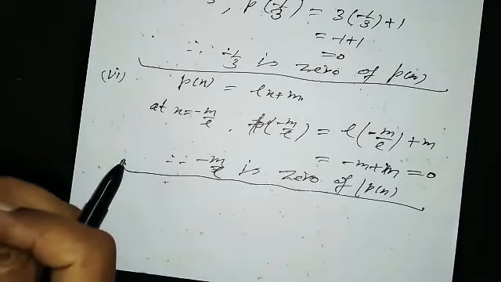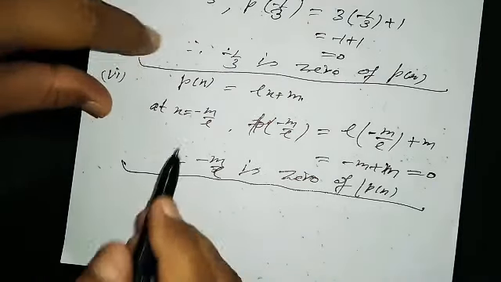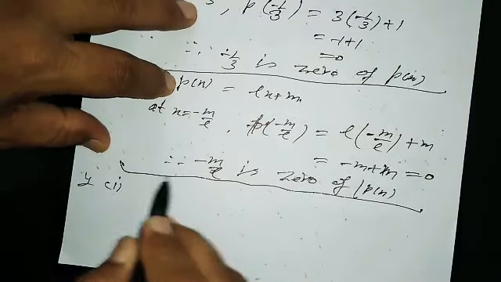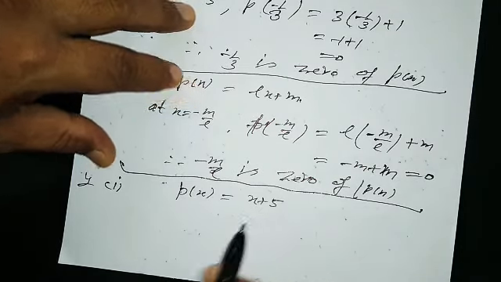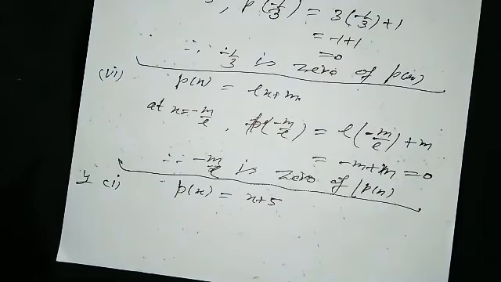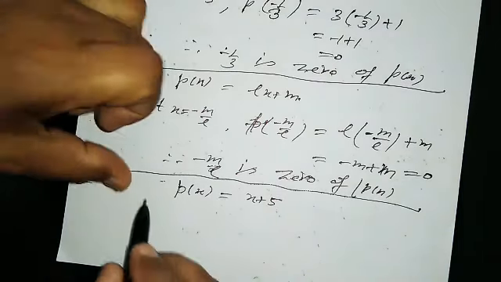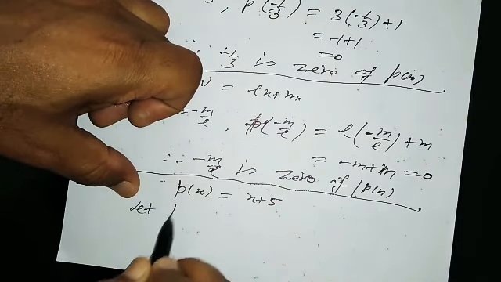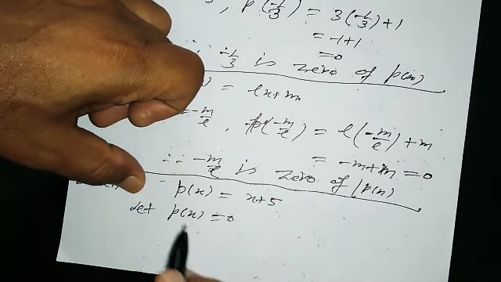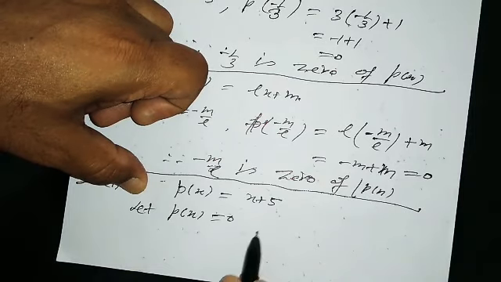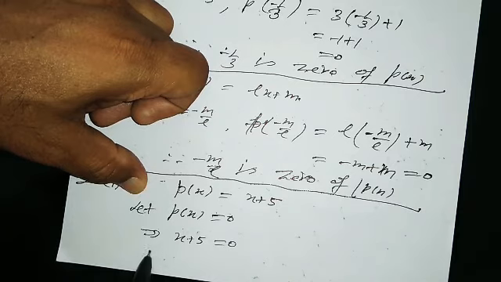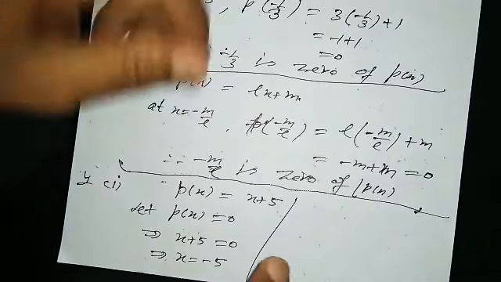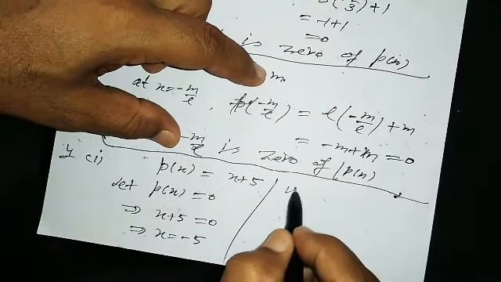Interesting questions. Find the zero of the polynomial in each of the following. We have to find the zero. p(x) = x + 5. Now we have to find the value of x at which this polynomial is 0. So we will say let p(x) = 0. p(x) = 0 means x + 5 = 0, so x = -5. Easy. Not a big one.